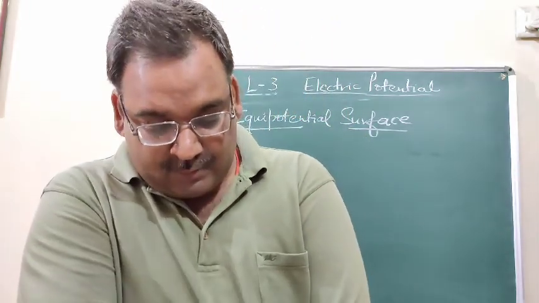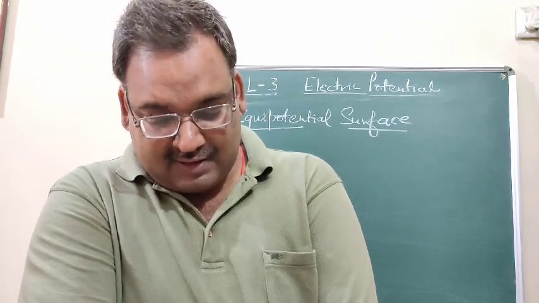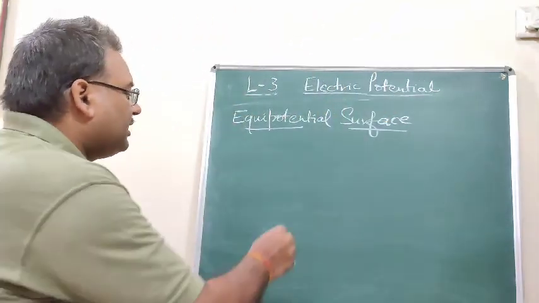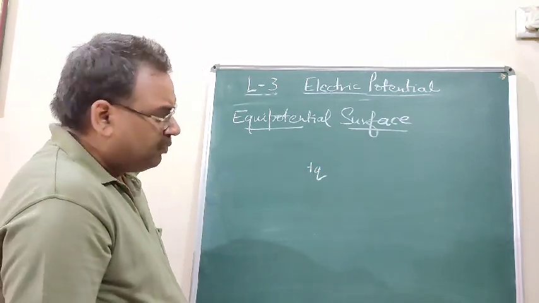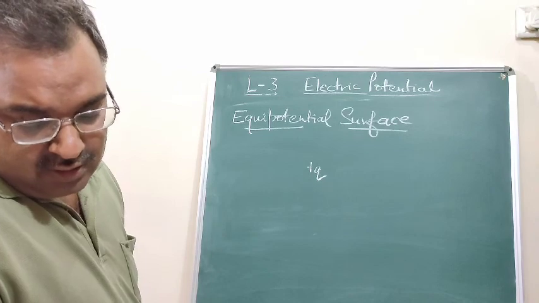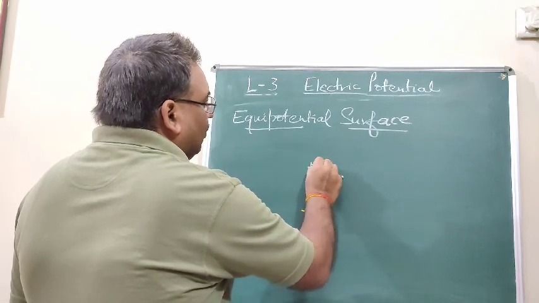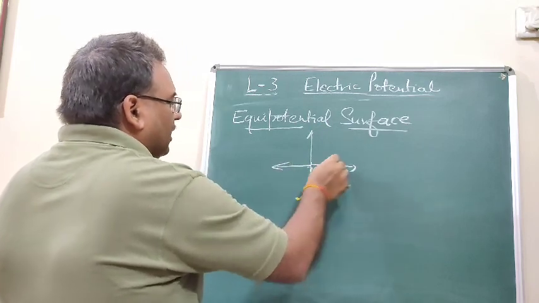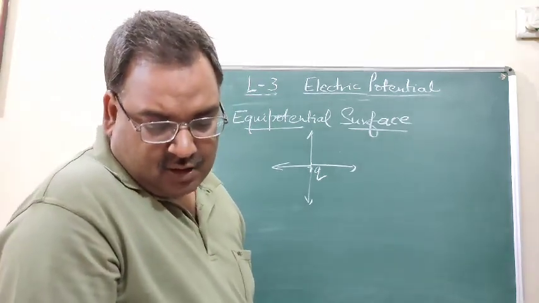Equipotential surfaces can be drawn in a space in which there is an electric field. Let us consider an isolated charged particle plus q, a positively charged particle. It will have a potential or an electric field around it. The electric field is in all directions, that is, spherical. The charged particle will have an electric field in the space around it.